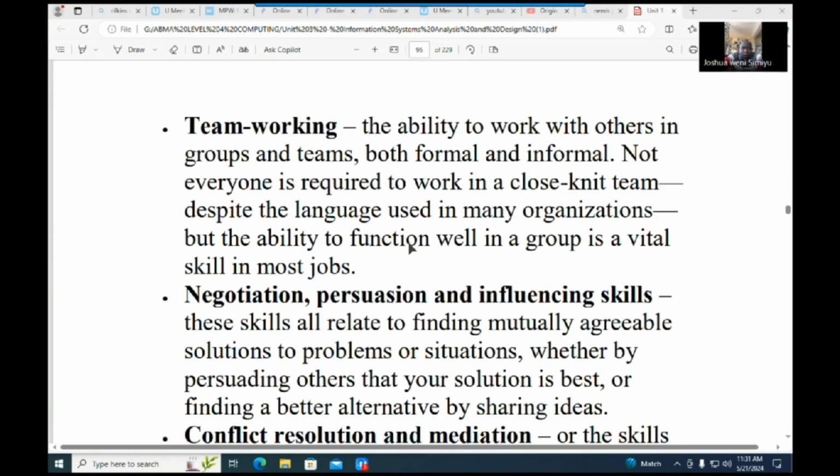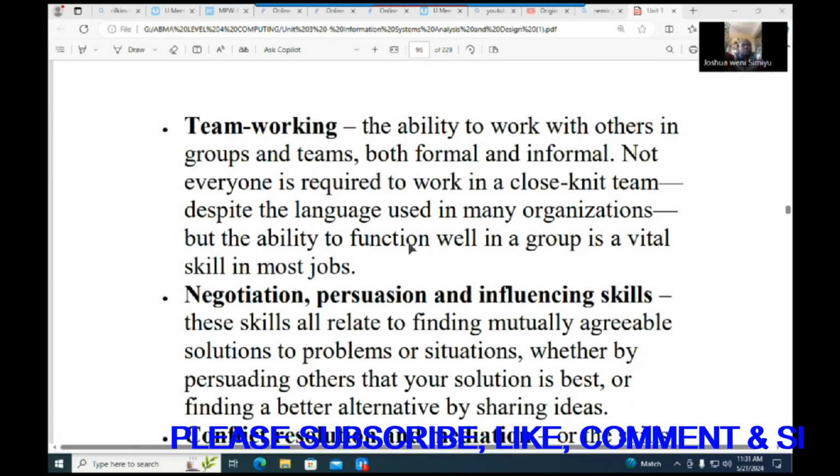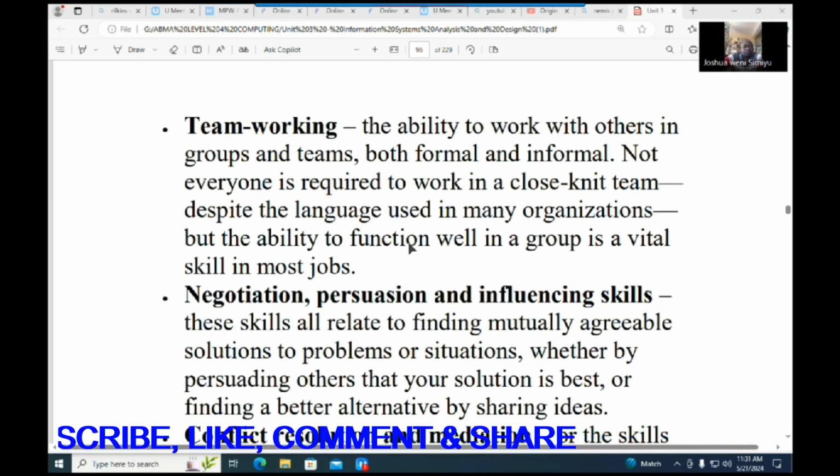The other one is team working. Team working is really a skill. We have many people who are not able to work with other people. They can't work in groups, they can't work in teams. When you are a project manager trying to manage people who have grudges, you might find it hard on your end.